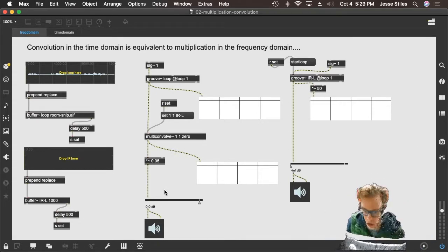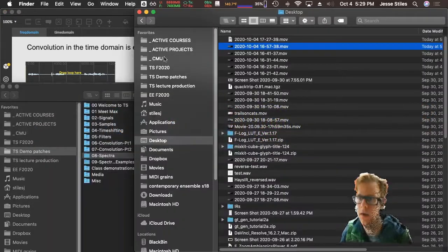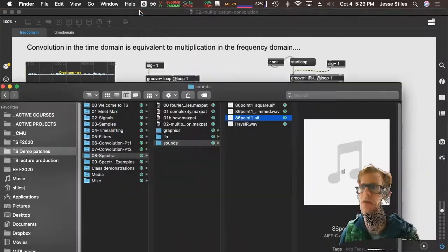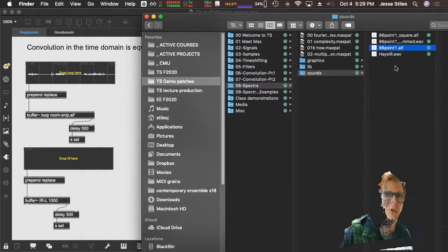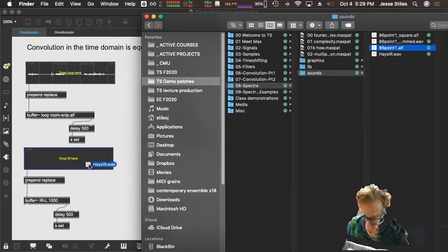Crazy. So, all right, let's put our impulse response into this convolution engine. Here's our impulse response from the forest.